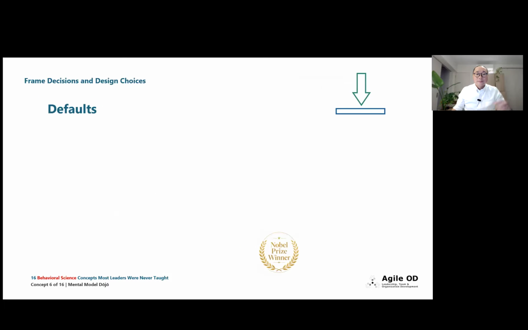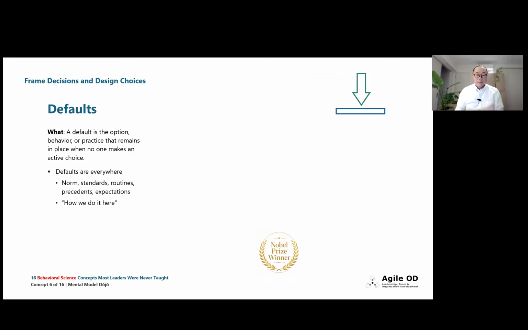Concept number 2, defaults. Prospect theory showed us how framing changes the way a choice feels. Defaults come one step earlier than that. They shape what happens when no active choice is made at all. A default is the option, behavior, or practice that stays in place when nobody makes an active choice. It could be the first item on a form, a work routine whose origin is unclear, or a recurring meeting that nobody cancels.